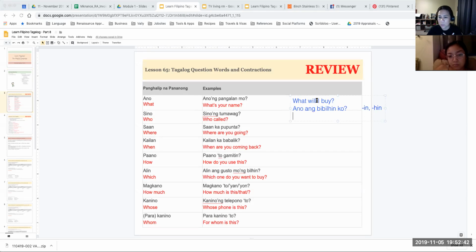Let's just say, what will you buy? Ano ang bibilhin mo? So you're talking about that thing, what will happen to that. It's still an object. So bibilhin. The root word here is bili, right? Let's do that here.